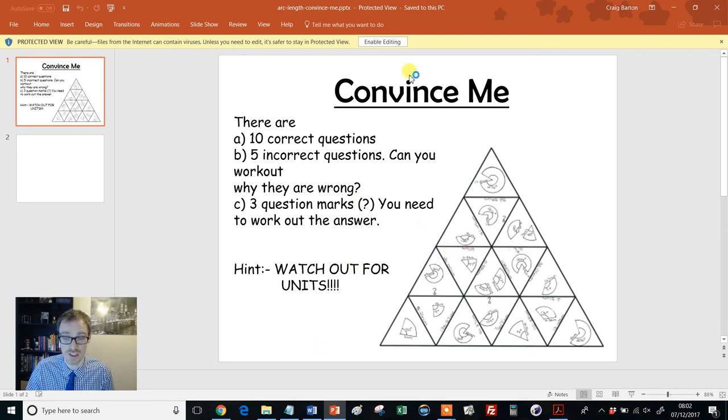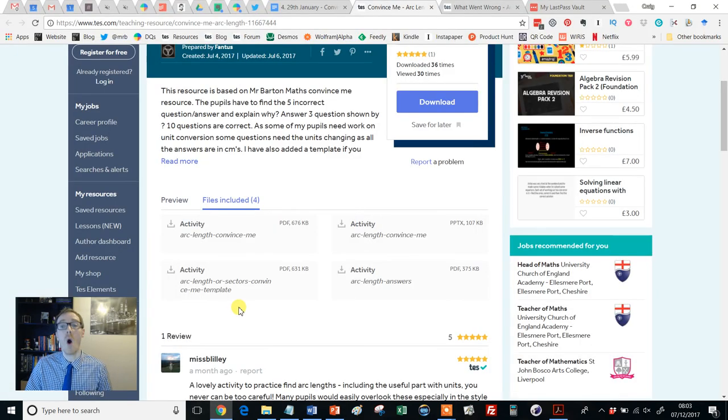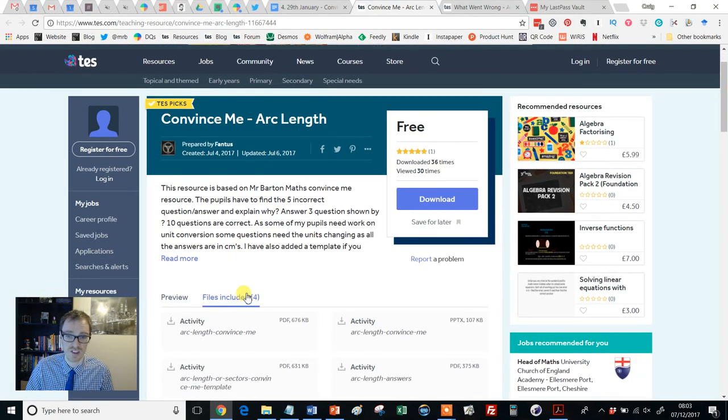And the final thing I should say about this one, the author mentions in the description that his or her kids have struggled converting units from centimeters to millimeters and meters to centimeters and so on. So there's some unit challenges involved in that as well. So, all in all, what a wonderful resource this is. I think it's absolutely brilliant.